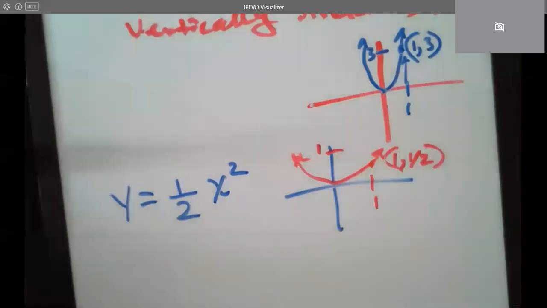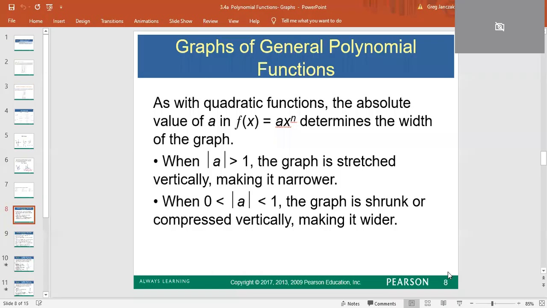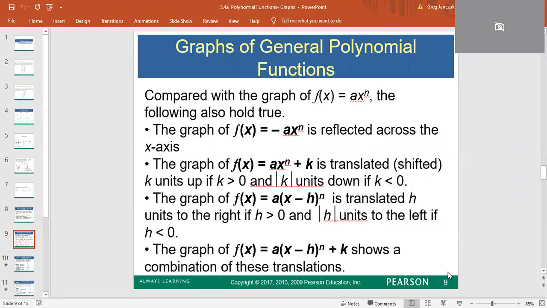We're not going to get a whole lot into vertical stretching or compression, but it's important that we go over it. Okay, so that's that slide. All right, now you've got some things to fill in. Now I split this slide into two slides. So the first half, you have the graph of the function negative a x to the n is reflected across the x-axis. So you're going to put negative a x to the n in there, okay?